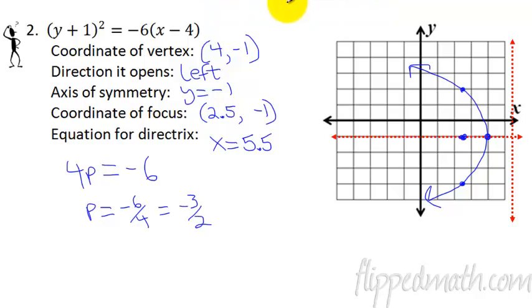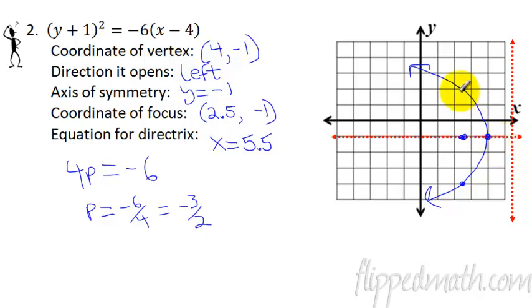There's lots of places that we could be making mistakes here, so be very careful. For example, the vertex was 4, -1, because you had to start with the x value. It had to open left because y is being squared, and the 4p is negative. We had to figure out what p was here. 4p equals -6. Solve for that one. You get -3/2. So then from my vertex, I went left 1.5 and right 1.5. That's how I got my focus and my directrix.